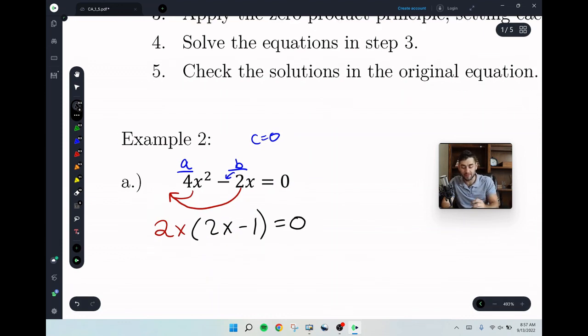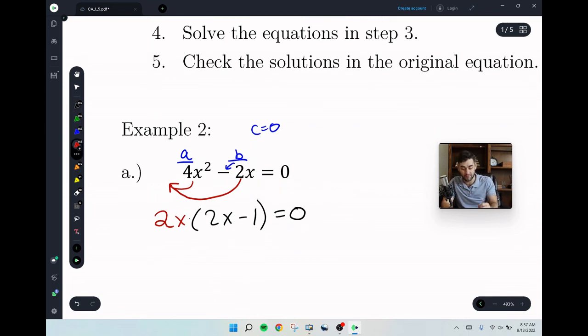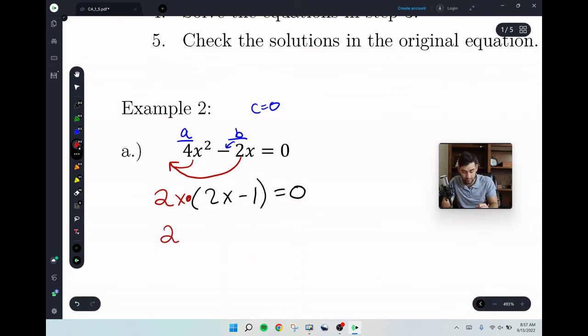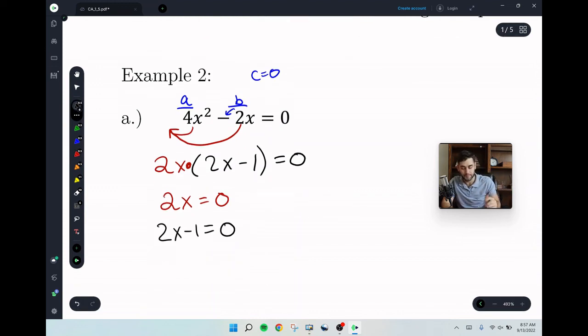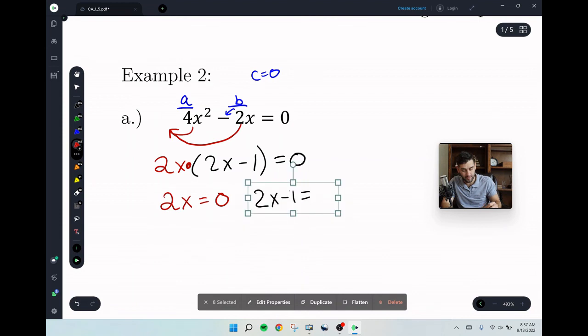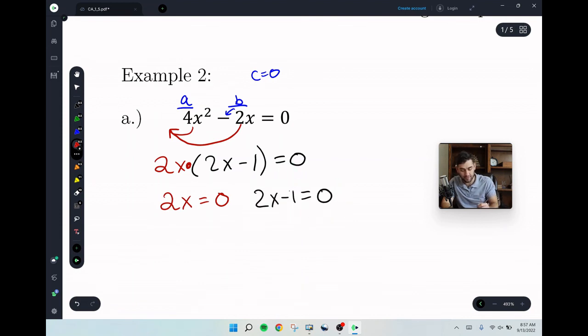And now what we're going to do is apply that zero product principle and say, well, one of those on either side of that multiplication better be 0. So either 2x equals 0 or 2x minus 1 equals 0 or both. So let's see what happens. If 2x equals 0, we're just going to solve each of these separately, right? So let me move that over. First things first, we're going to divide by 2 on this side. End up with x equals 0.